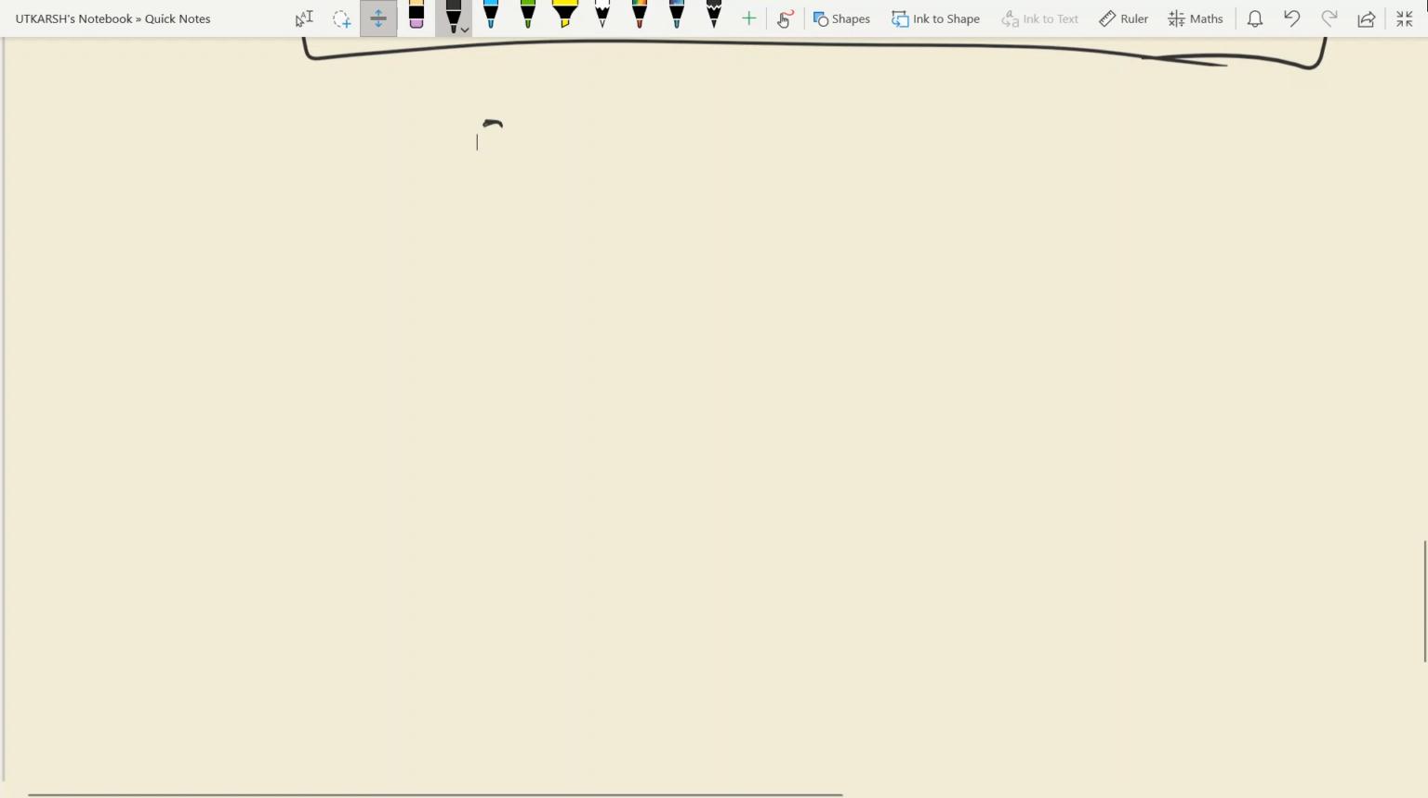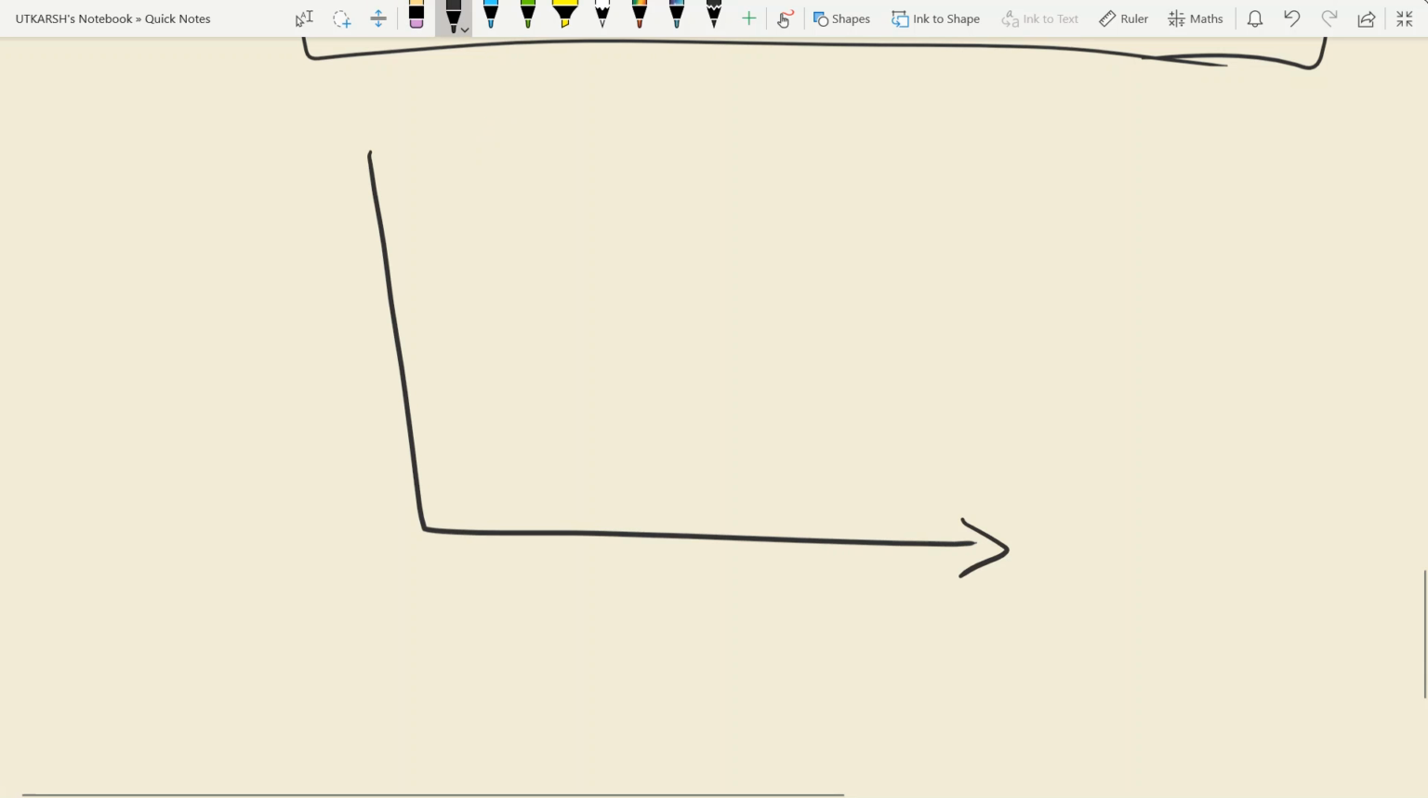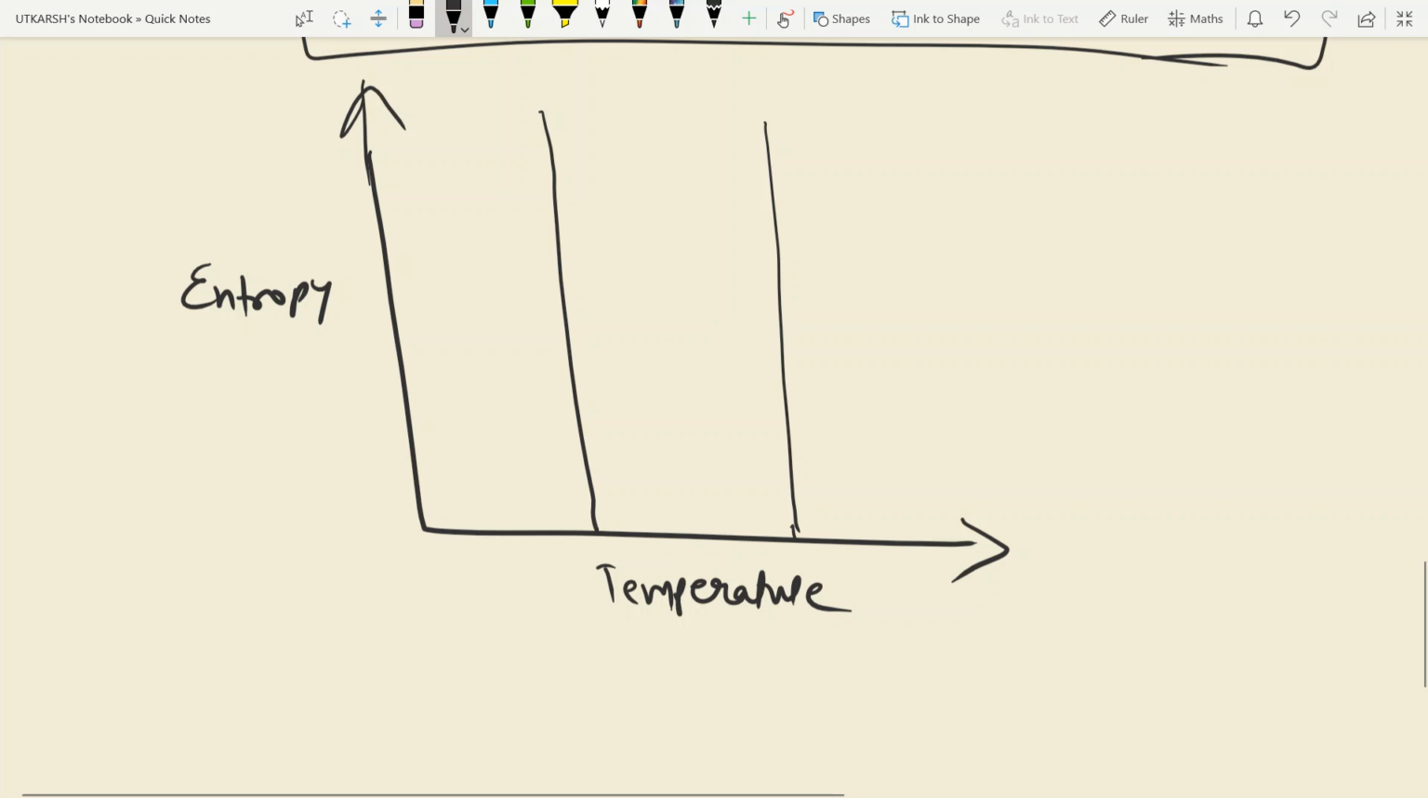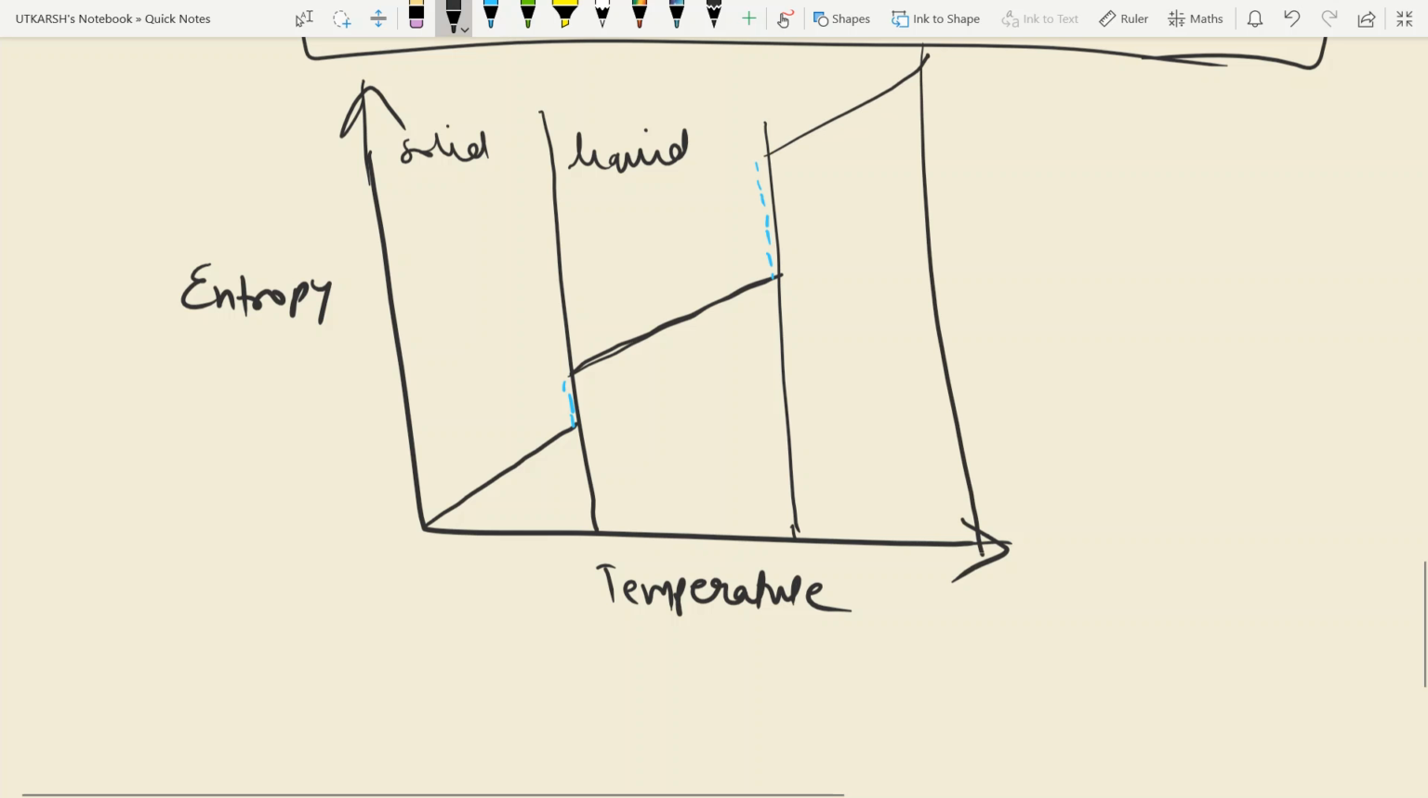Now, before moving to the calculation of change in entropy, I would like to show you a graph, by drawing, of how the entropy changes with the change in state. So here it is entropy, here it is temperature. If we look closely, this is your solid state. Then, let me change the color so it is properly visible, this is your liquid. This is gas.